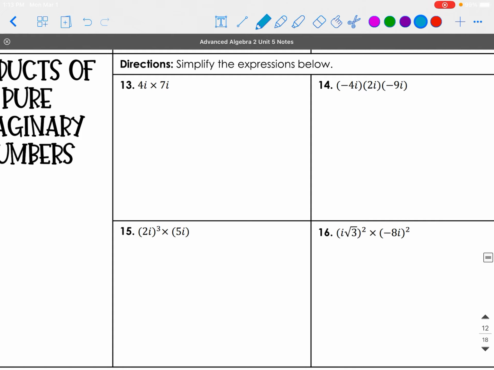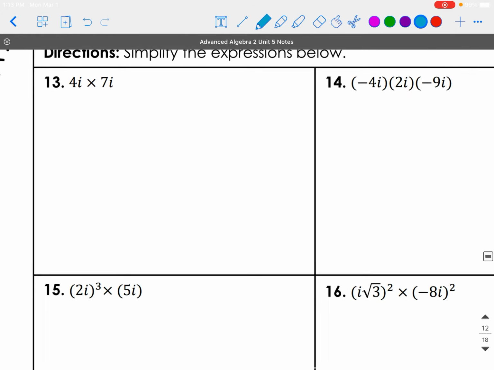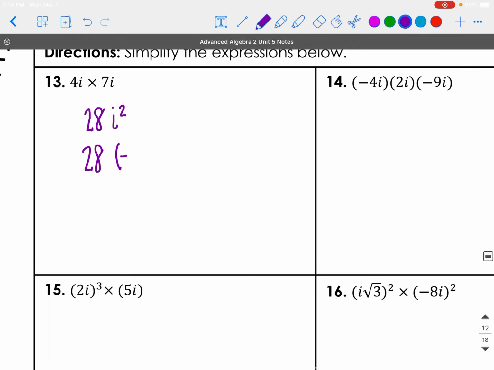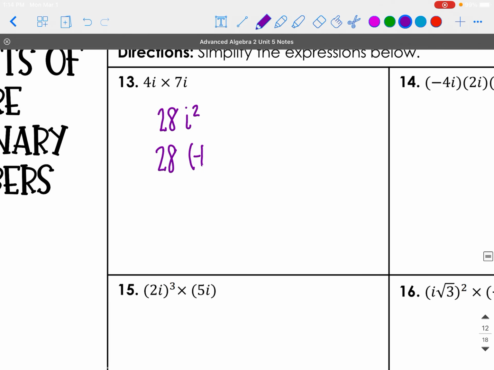All right, last thing. When we multiply, it's just like variables. 4i times 7i is 28i squared. But we can simplify i squared. We know that i squared is -1. So this is -28.